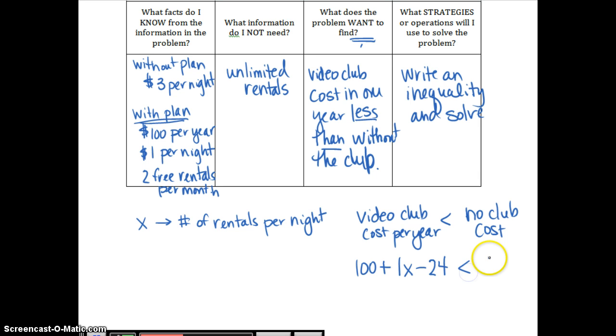Now, without the club, we know automatically it's just $3 per rental, so 3x would represent our cost, no matter how many rentals we have. If we simplify this expression here, I know 100 minus 24 is 76, plus the 1x is just x, and that's less than 3x.